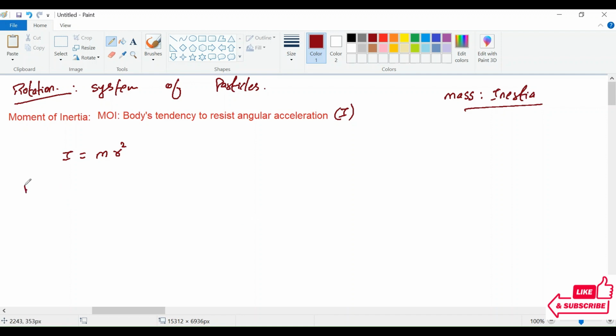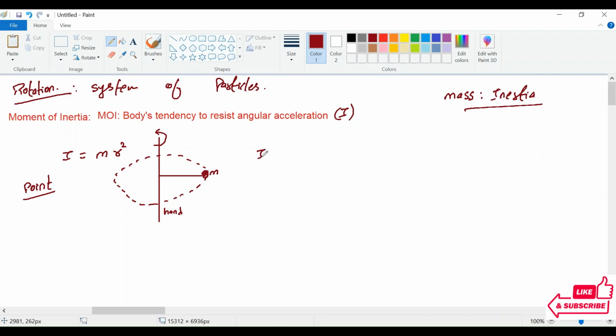Let's take a first example of a point mass. Imagine there is one point mass of mass m, which is tied to this axis. This mass is tied, and it is rotating about this axis. Like this is your hand, and this is one thread. It is moving in a circular motion, rotational motion.